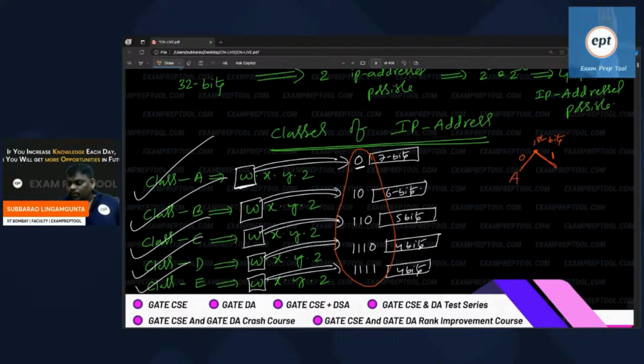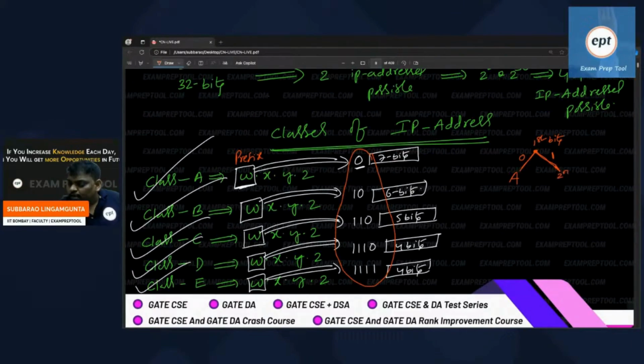Right? In the first octet, because our concentration is the prefix. Prefix means the starting part, so only in the first octet the prefix will be there. If the first bit is 0, it is A, go. If the first bit is 1, you cannot decide.